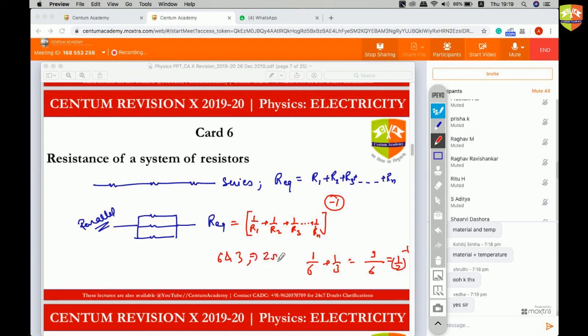Yes or no? The unit of resistance is ohms, logically represented by this symbol. Clear? Sure? Fine? Great.